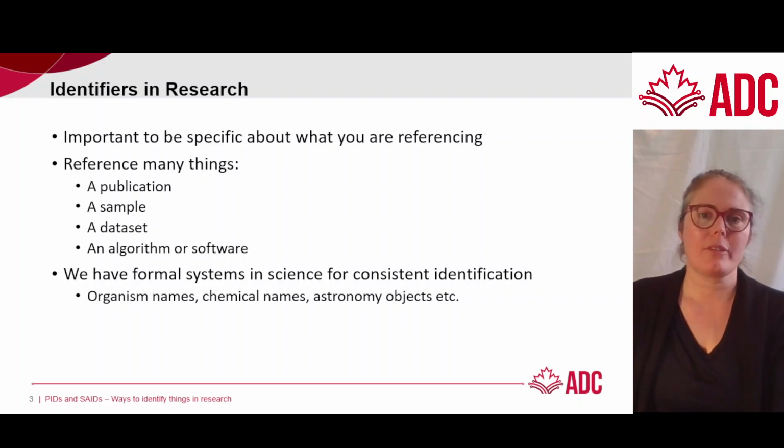Now, in research, we often use identifiers, and it's important to be specific about what you are referencing. That's why we use an identifier. We can reference many things, like a publication, a sample, a data set, and we often have adopted formal systems in science for consistent identification, like organism names that are very restricted, chemical names that are built by specific rules, societies that come up with objects for naming, etc.